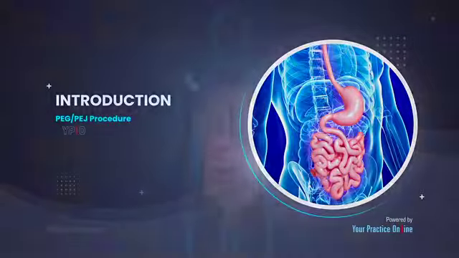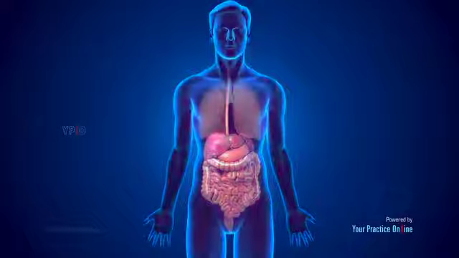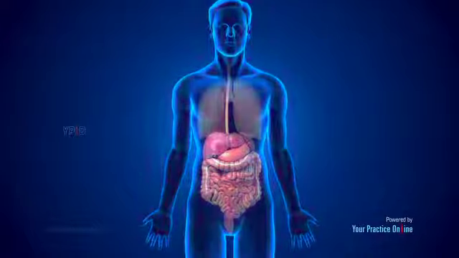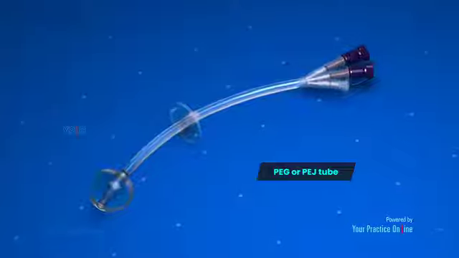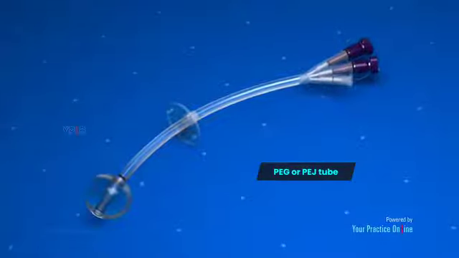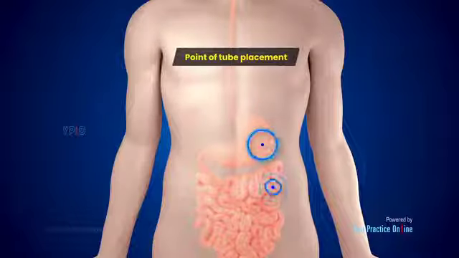Introduction. When a medical condition interferes with the body receiving the nutrients it requires, your physician may recommend a PEG or a PEDG tube procedure to deliver the necessary nourishment. The two procedures vary only from the point of tube placement.